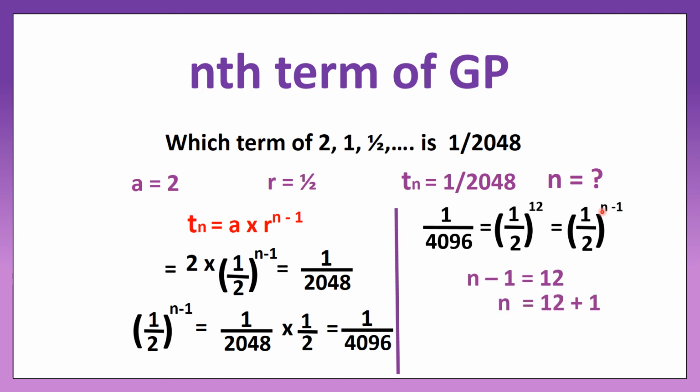N is equal to 12 plus 1. By taking this minus 1 to the other side and adding with 12, n is equal to 12 plus 1. That means n is equal to 13. So, the nth term of the series is 13. Or the 13th term of this series is 1 divided by 2048. This is the answer for this question.